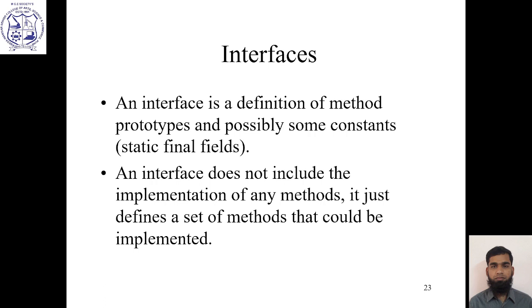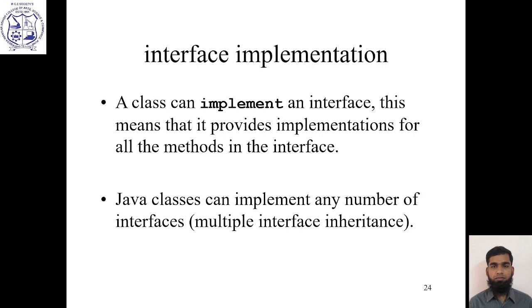Now we'll discuss interfaces. An interface is a definition of method prototypes and possibly some constants, static or final fields. It means that an interface does not include the implementation of any methods. It just defines a set of methods that could be implemented. A class can implement an interface. This means that it provides implementation for all the methods in the interface. Java classes can implement any number of interfaces: multiple interface inheritance.